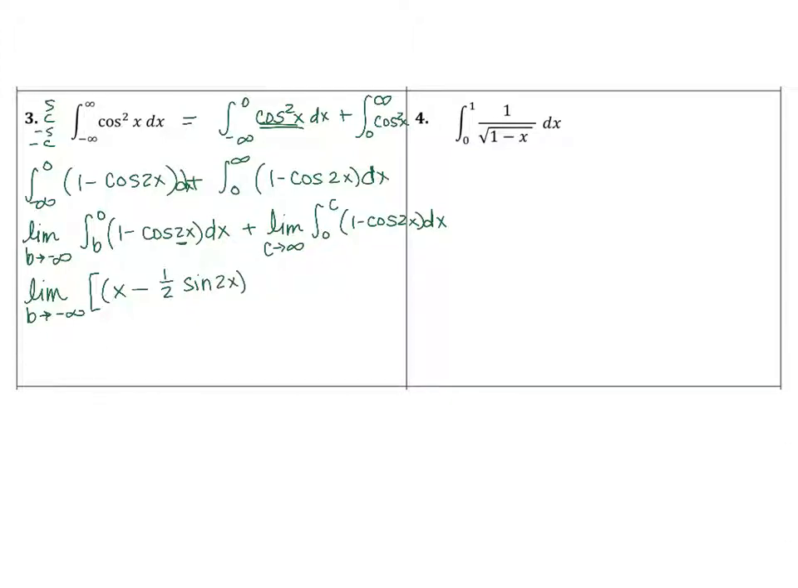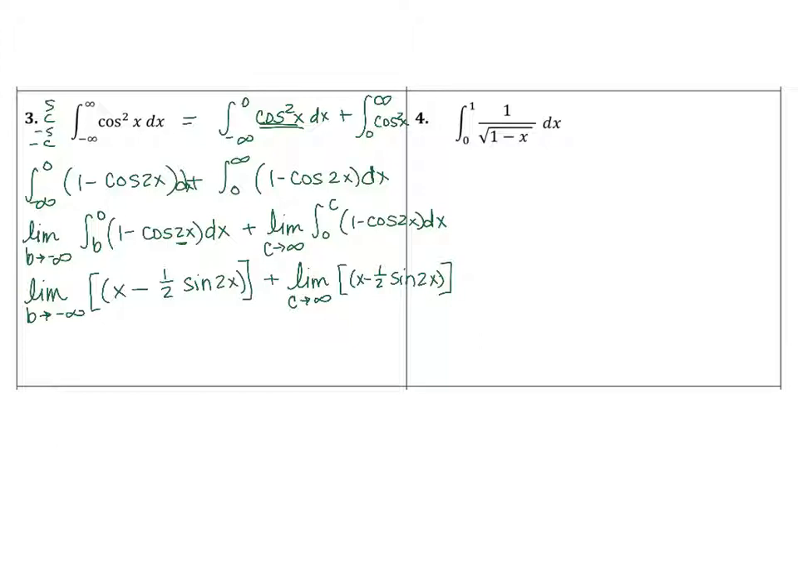Now you can do a u sub over to the side if you need to see that. And then we're going to have plus, and then over here, same thing, the limit as c approaches infinity of the integral, but I'm going to go ahead and do the integral, so I'm going to take that off. And we're going to get the same thing again, x minus 1/2 sine 2x. All right, so now we're ready to evaluate here.